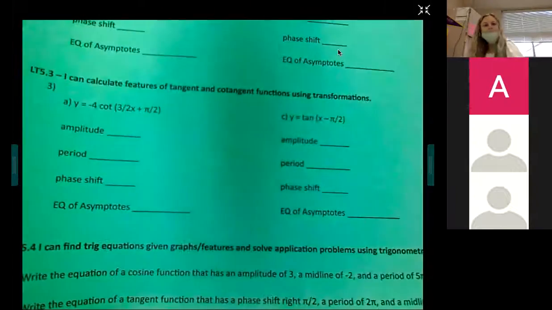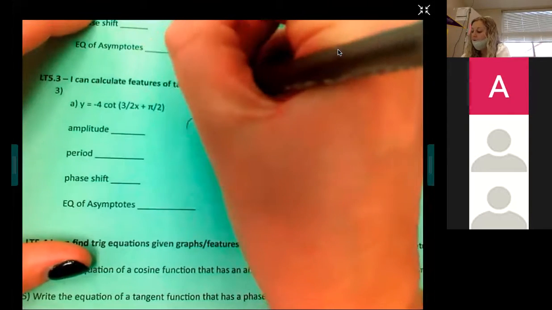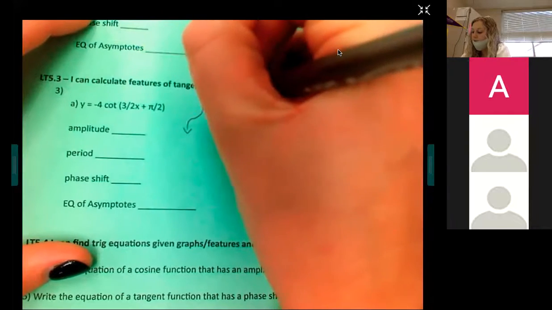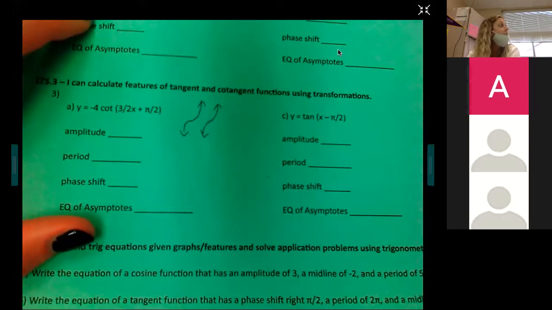Start recording. All right, for 3A, I can calculate features of tangent and cotangent functions. So the very first part we need to review: do tangent and cotangent functions have an amplitude? No, they look like this. They keep going up and down forever, meaning they don't have a height.